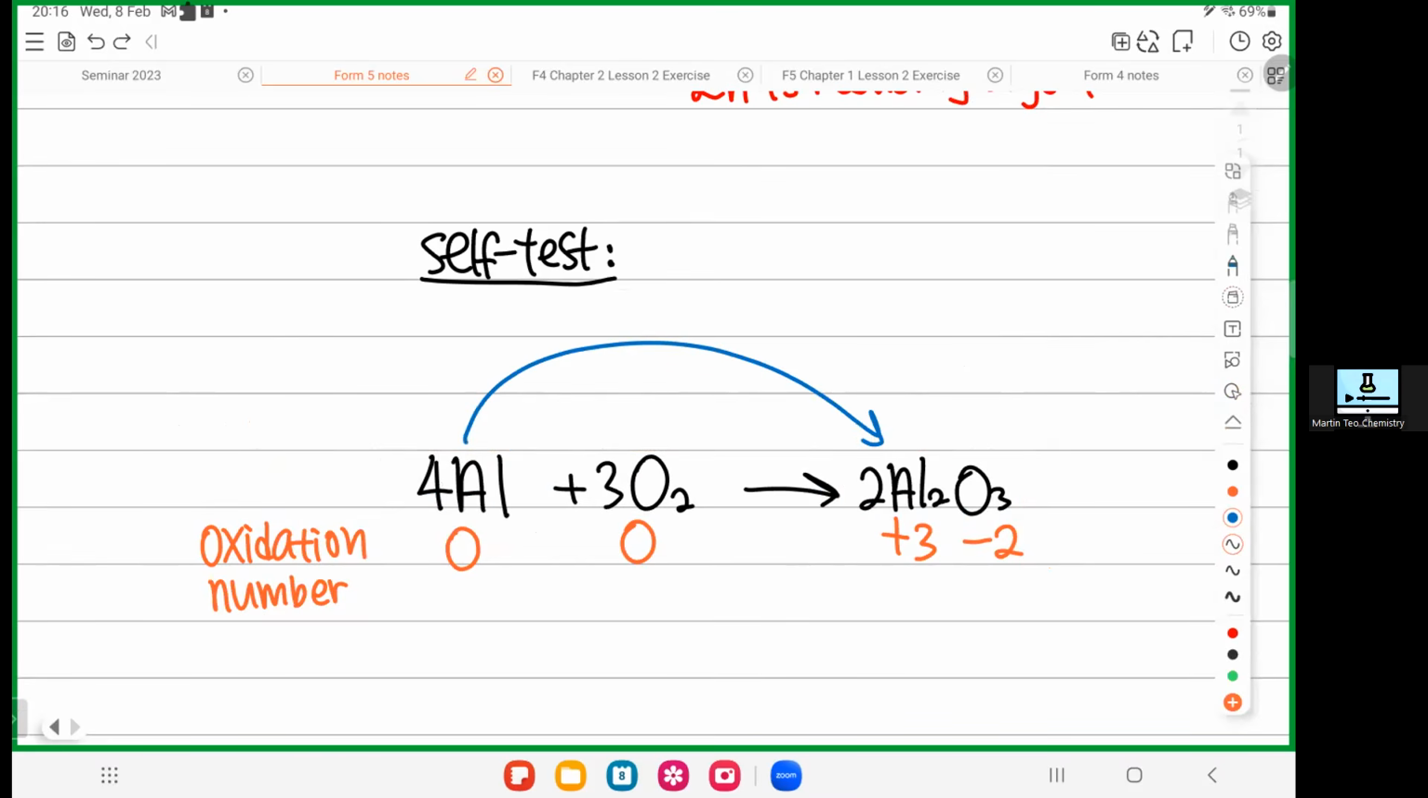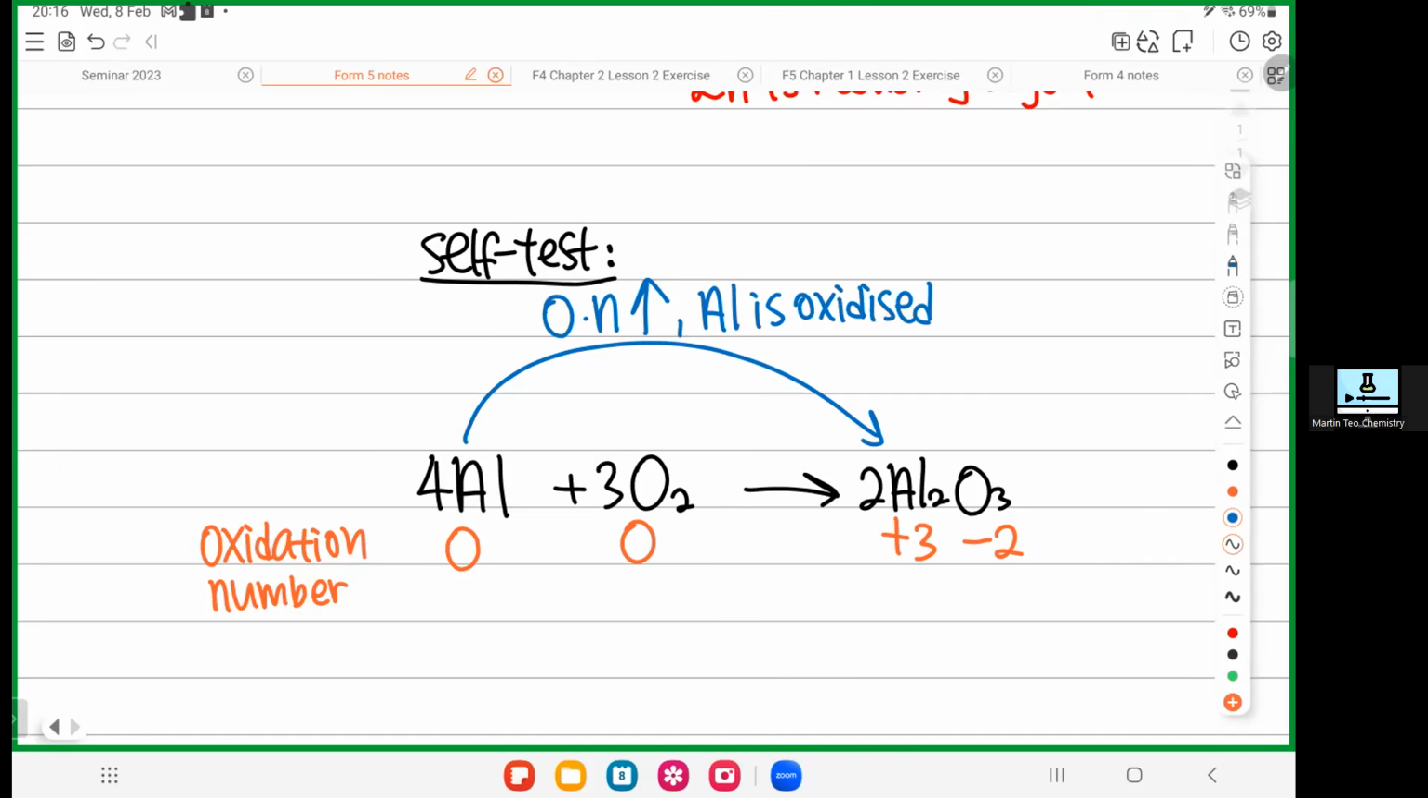So I can see that the oxidation number increases. So when oxidation number increases, the process is oxidation process. So this fellow, aluminium, undergoes oxidation. Or you can say aluminium is oxidized. So when aluminium undergoes oxidation, what happened?